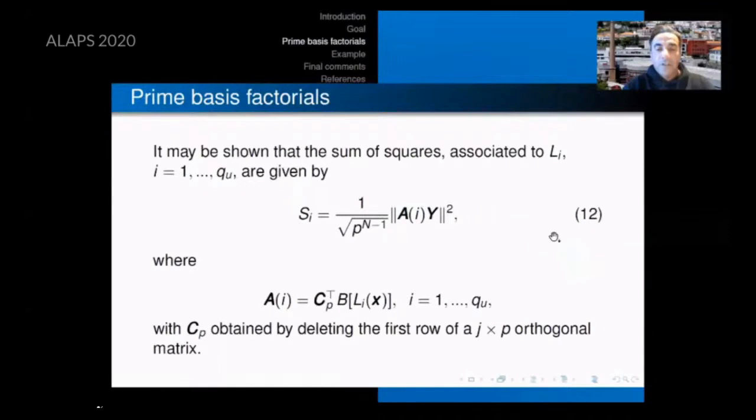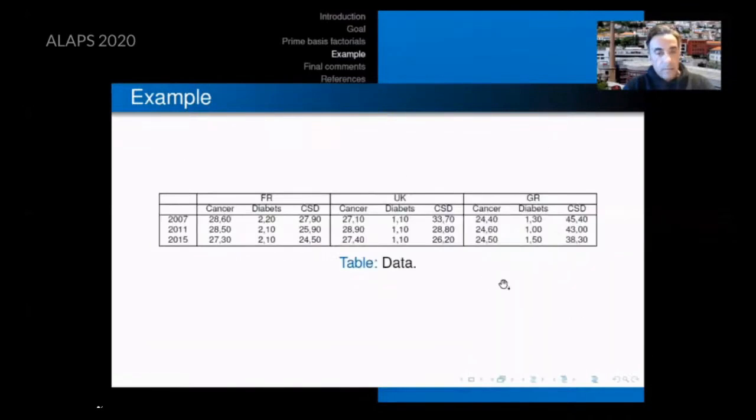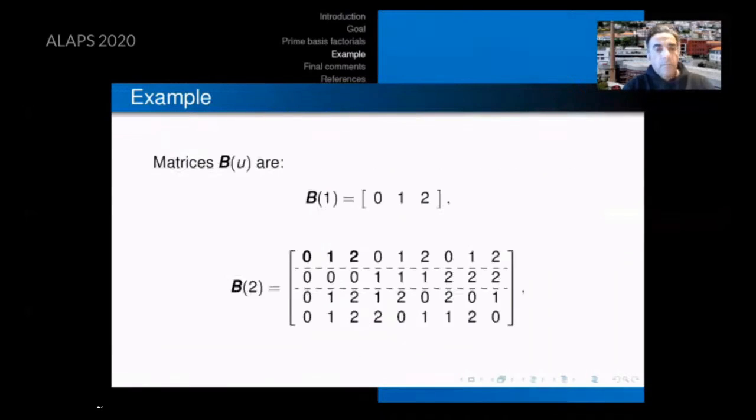We have an example where we consider a 3 up to 3 model. The data is presented here in this table. So in this case, we'll have 13 reduced linear functions. Matrices BU will be, well, for B1 we'll have 0, 1, 2, and then for B2 we will have here 0, 1, 2, it's B1, B1, B1. This is the matrices with a single row, and here this matrix is obtained by summing.